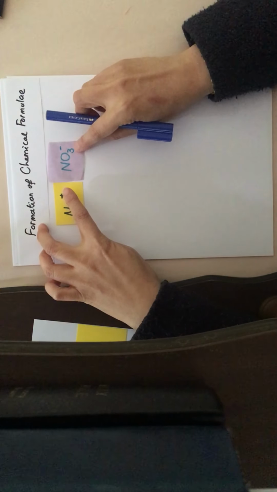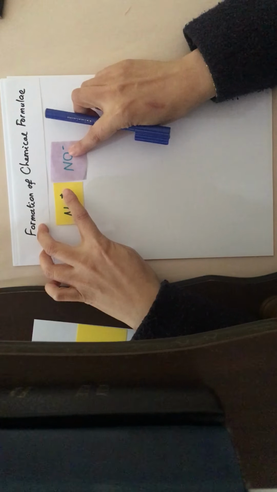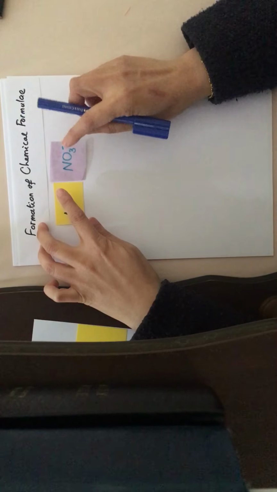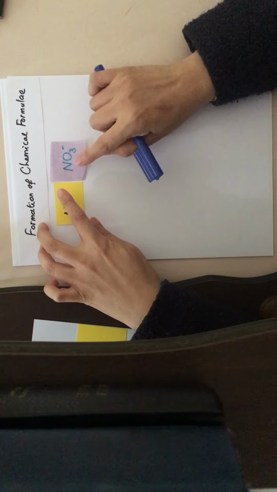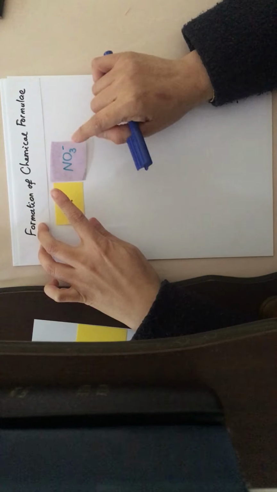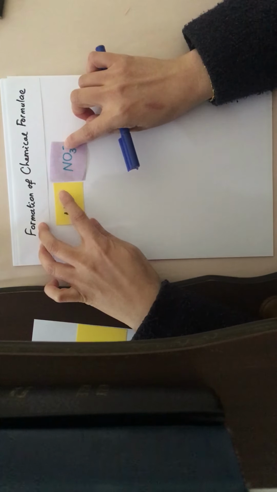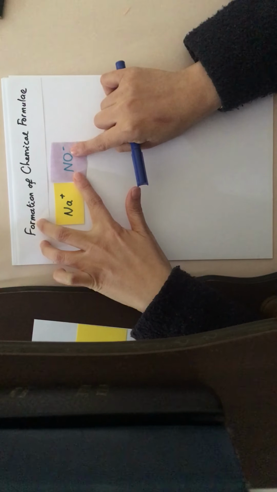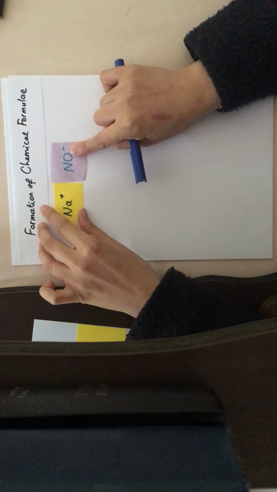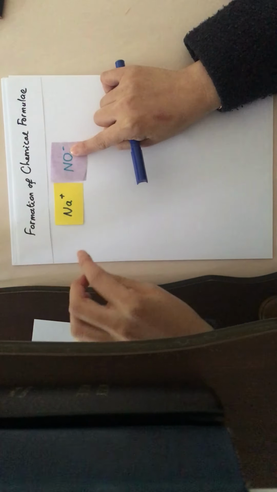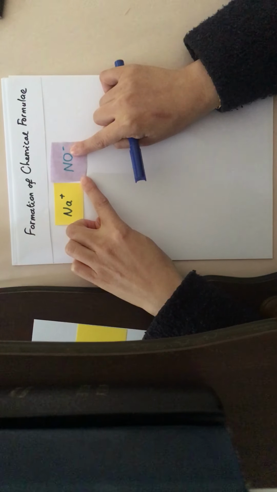Now disregard this 3. This 3 is not the charge number. It's just the number which represents that there are 3 oxygens combined with 1 nitrogen, and the overall charge for this nitrate is 1 negative. So disregard this 3 when you want to form the formula. In other words, we are looking at 1 and 1. Again, they have the same charge number, so you apply the same principle.